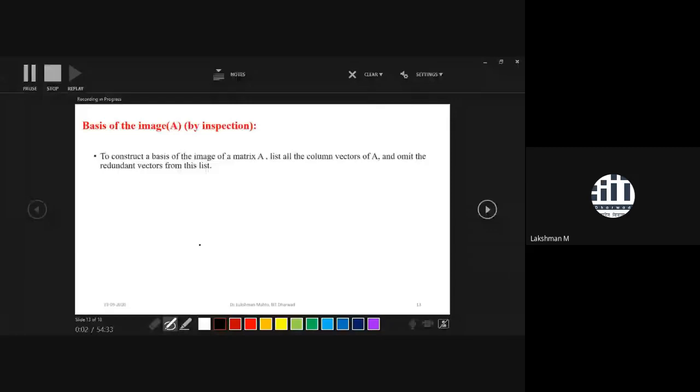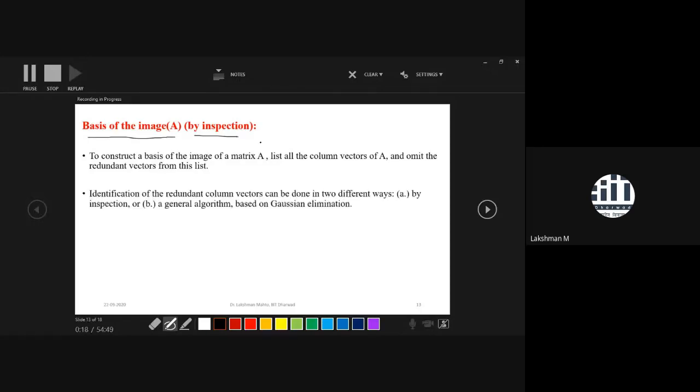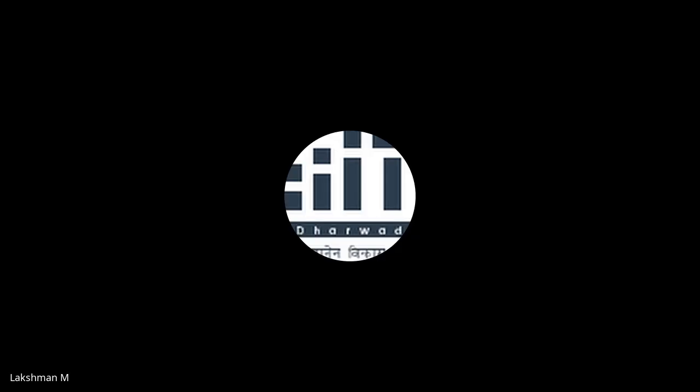So here, the algorithmic approach to find a basis of the image. This one is very important. What is the algorithmic approach to find a basis of the image? One first approach is by inspection, and the second approach I will talk about is a general formula.